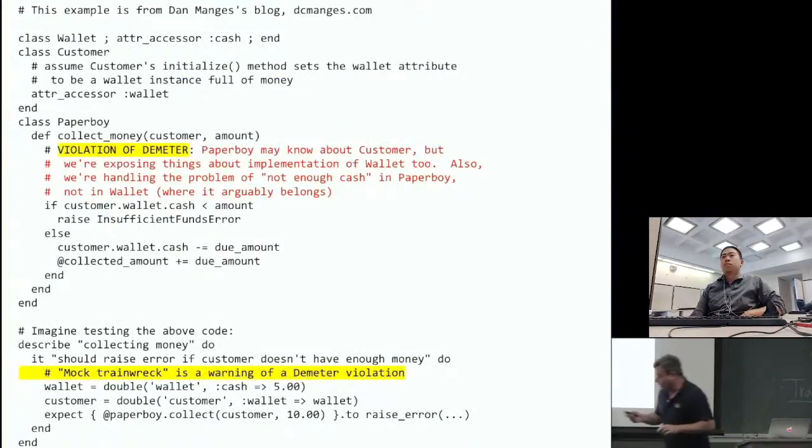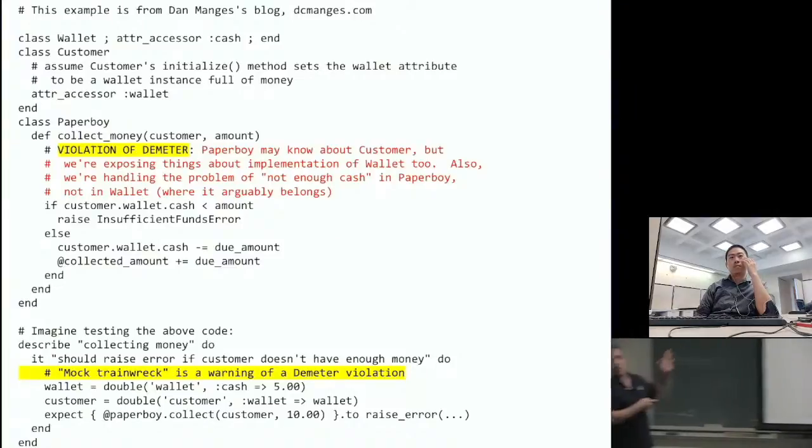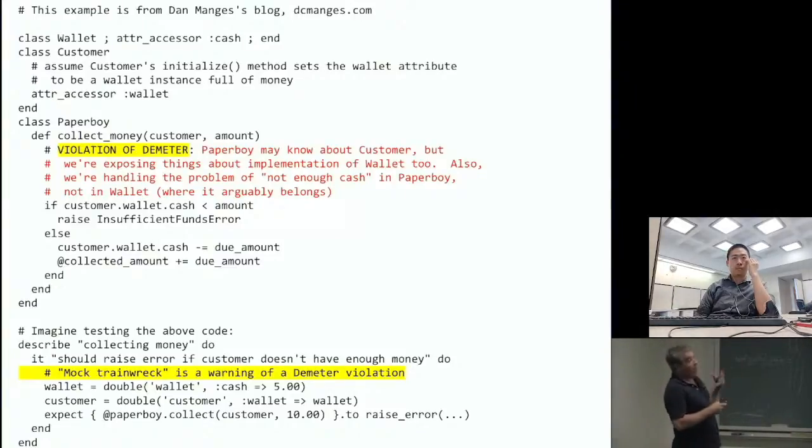OK, so let me walk through this example and the problem that arises and how it gets solved. The scenario here is that we have a customer and a paperboy. Those are the two classes. The customer has a wallet. We assume that here's a wallet class, and the wallet knows how much cash it has. But we haven't specified the details of how they're implemented. And here is a bad implementation of the paperboy class when it's time to collect the money.